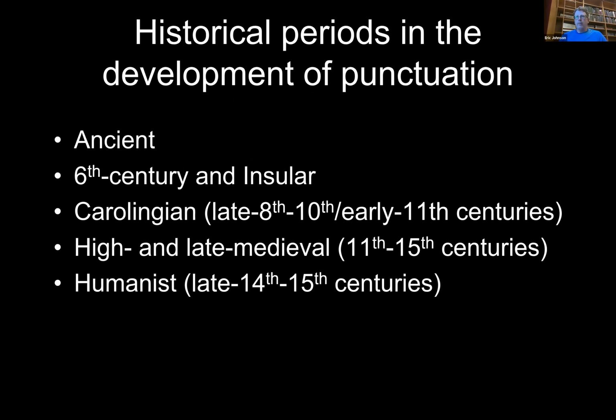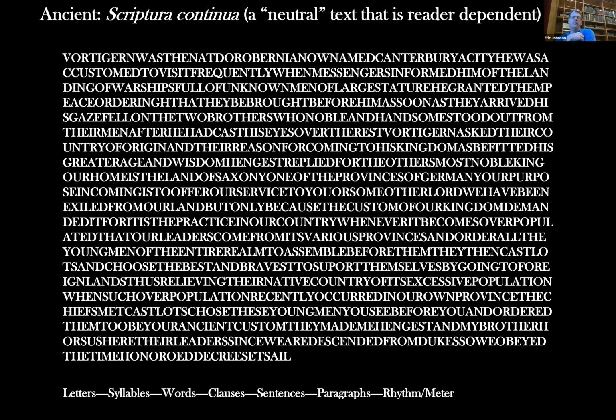And when we go through these different periods of history, you're going to see pronounced changes in the way that people thought about text, dealt with their text, and tried to either leave interpretive openings or to impose set interpretations for their readers. So beginning with the ancient, one of the most popular and oldest forms of punctuation is actually a complete lack of punctuation, and this was called scriptura continua. It's a text that is entirely reader dependent, and it requires a high degree of literacy if you're actually going to deal with writing like this.